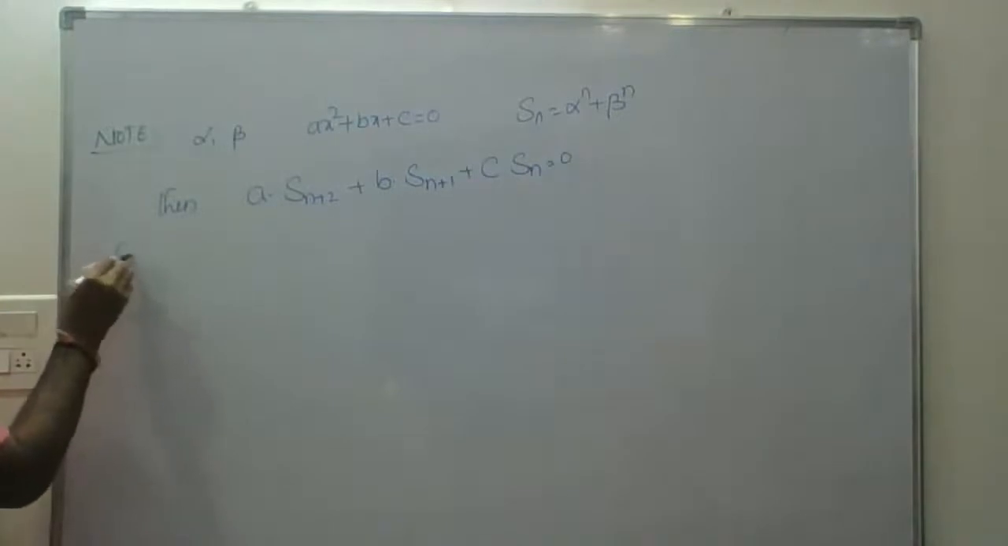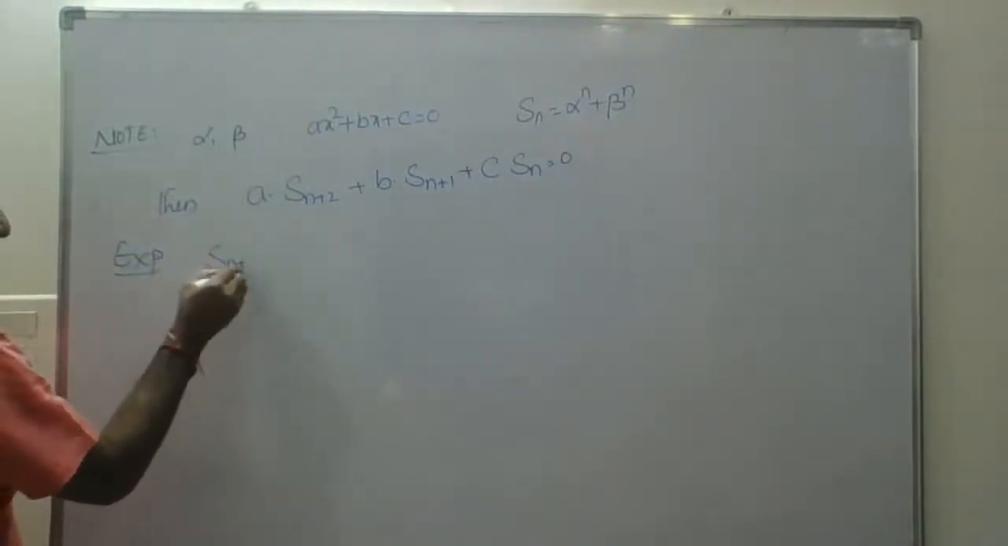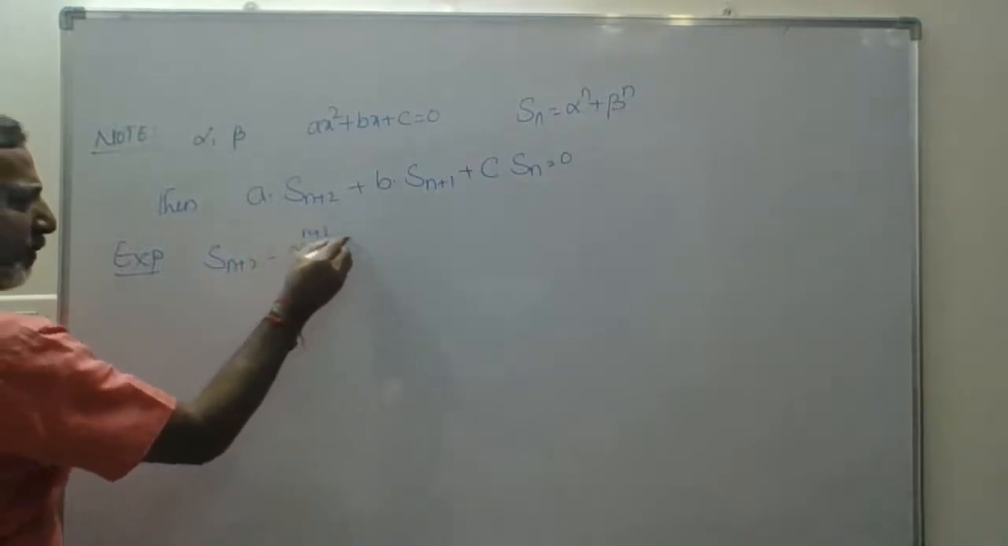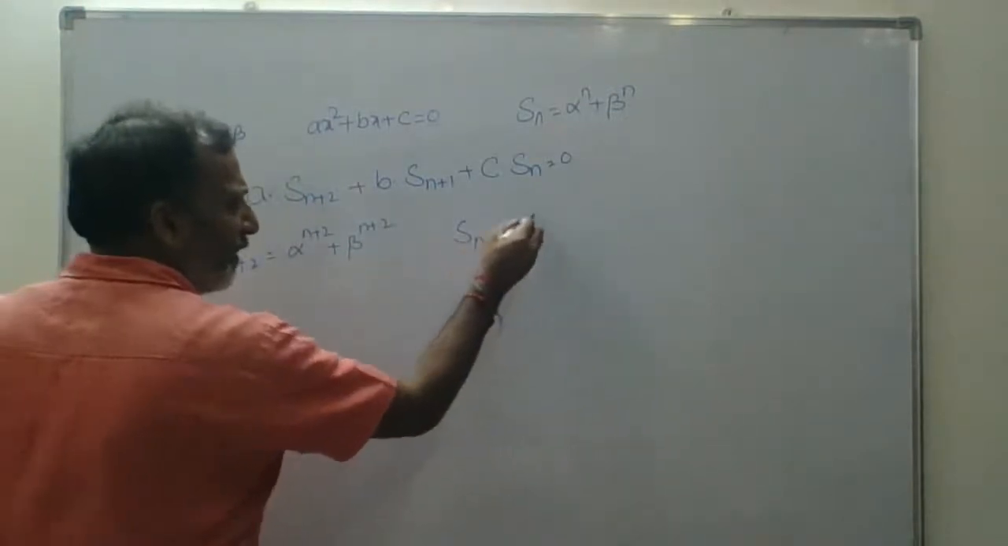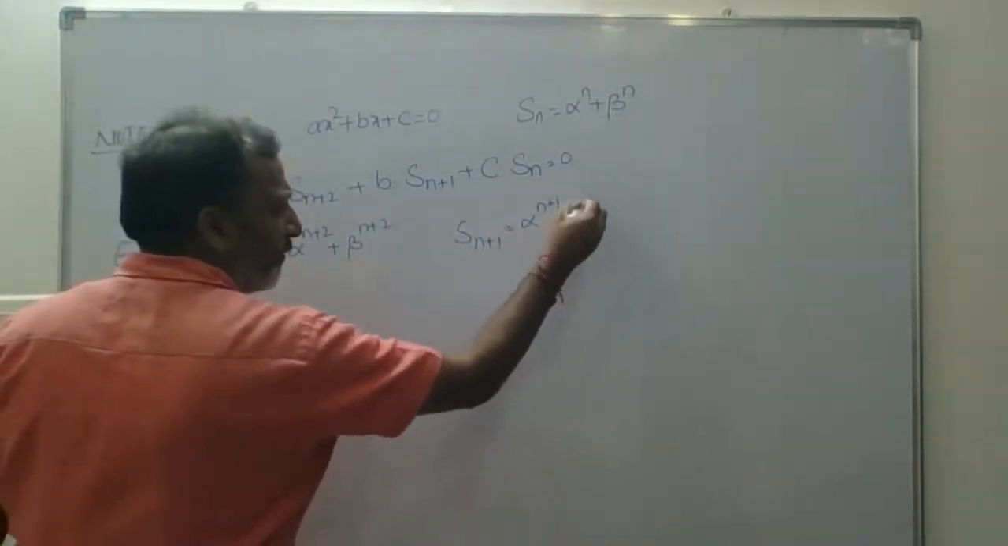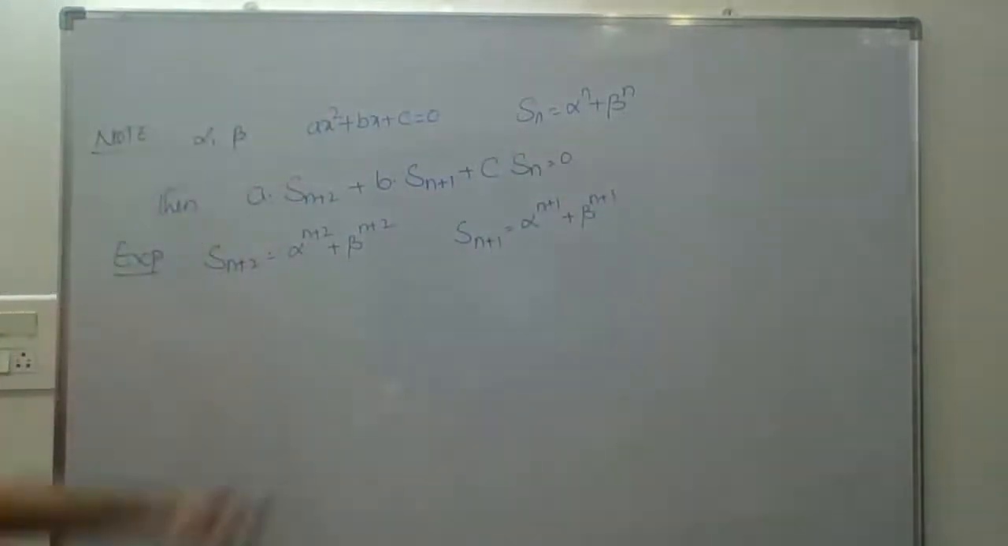Sir, elano chuddam explanation. What is Sn plus 2 nana? Alpha power n plus 2 plus beta power n plus 2. What is Sn plus 1? Alpha power n plus 1 plus beta power n plus 1. Sn అంటే ఆల్రెడీ తెలుసు. మనం ఏమని ప్రూవ్ చేయాలి? a into Sn plus 2 plus b into Sn plus 1 plus c into Sn is equal to 0. అది మనం ప్రూవ్ చేయాలి.